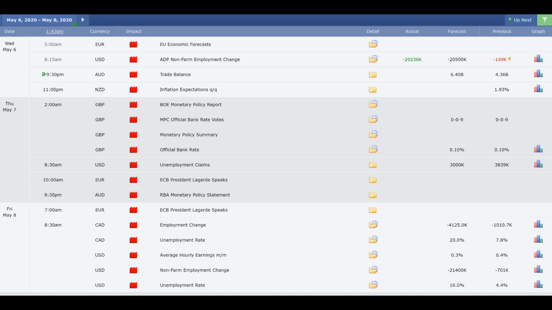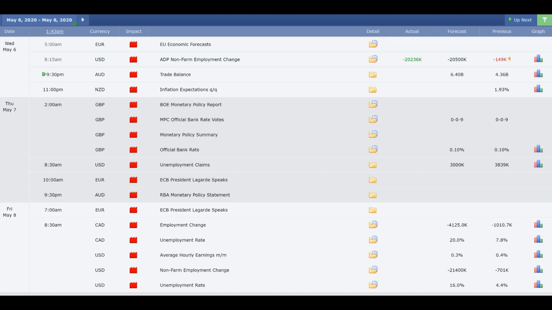So tomorrow we have a pretty heavy list of events. Let's start with tonight: Australian dollar trade balance, high impact, and high impact inflation expectations for the New Zealand dollar at 11 o'clock. And then tomorrow, during the London Open, GBP has a slew of events: Bank of England monetary policy report, official bank rate votes, monetary policy summary, and official bank rate. Then at 8:30 tomorrow, New York session, we have unemployment claims, high impact for the dollar.